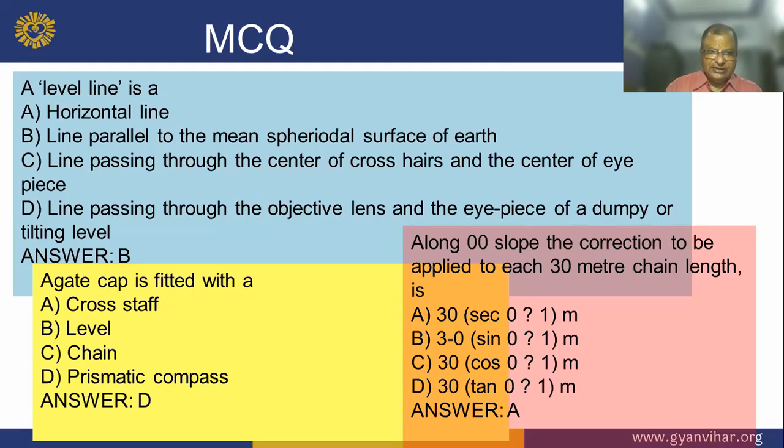And next question: a gate cap is fitted with a. The correct answer is D, prismatic compass. And last question: along a slope, the correction to be applied to each 30-meter chain. This is the correct answer, A.